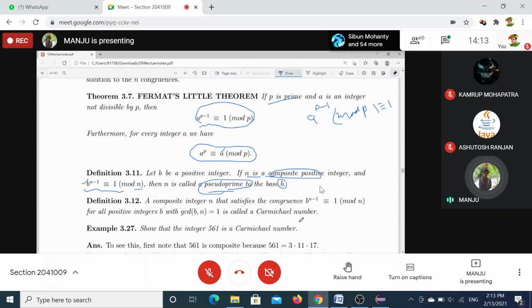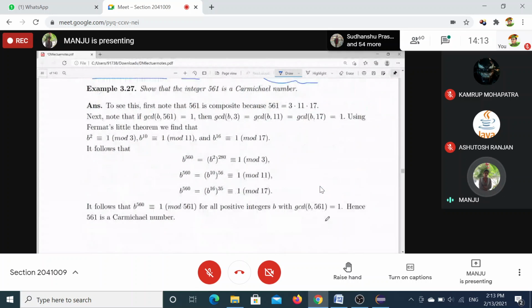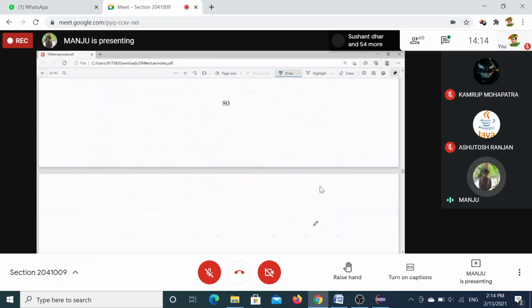And if n is a composite integer and this congruence, b raised to power n minus 1 is congruent to 1 modulo n, is satisfied for all positive integers b with GCD of b and n equal to 1, if you collect all the bases which have GCD 1 with n and n satisfies this condition with b, then this n is known as a Carmichael number. We proved this by using Fermat's theorem and so on.